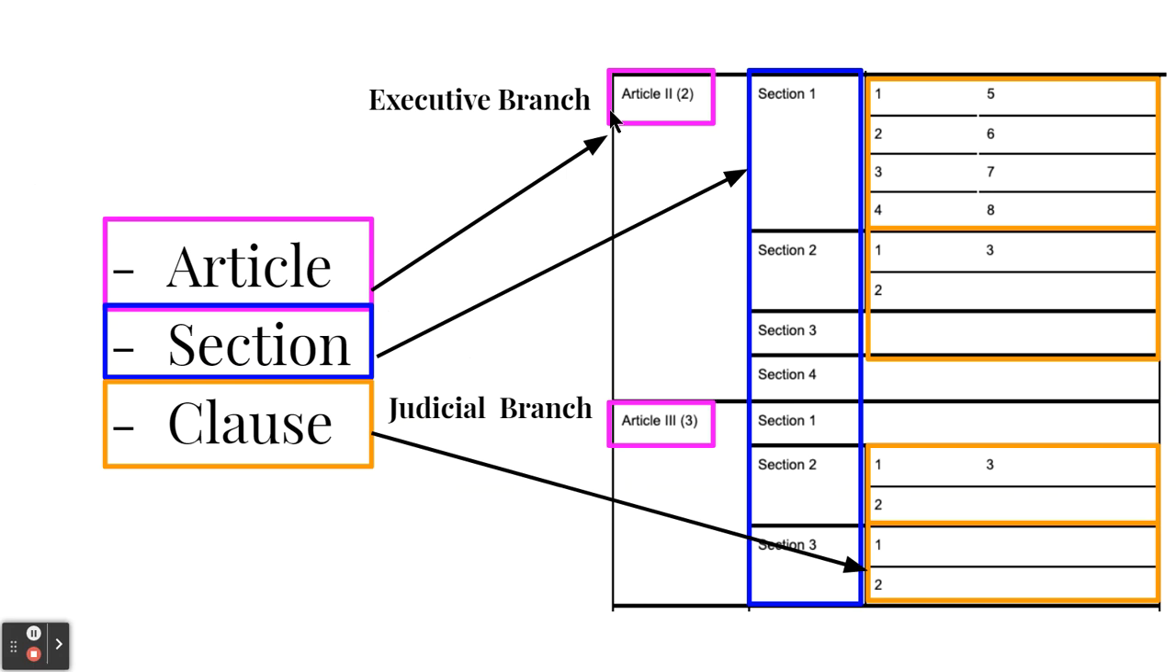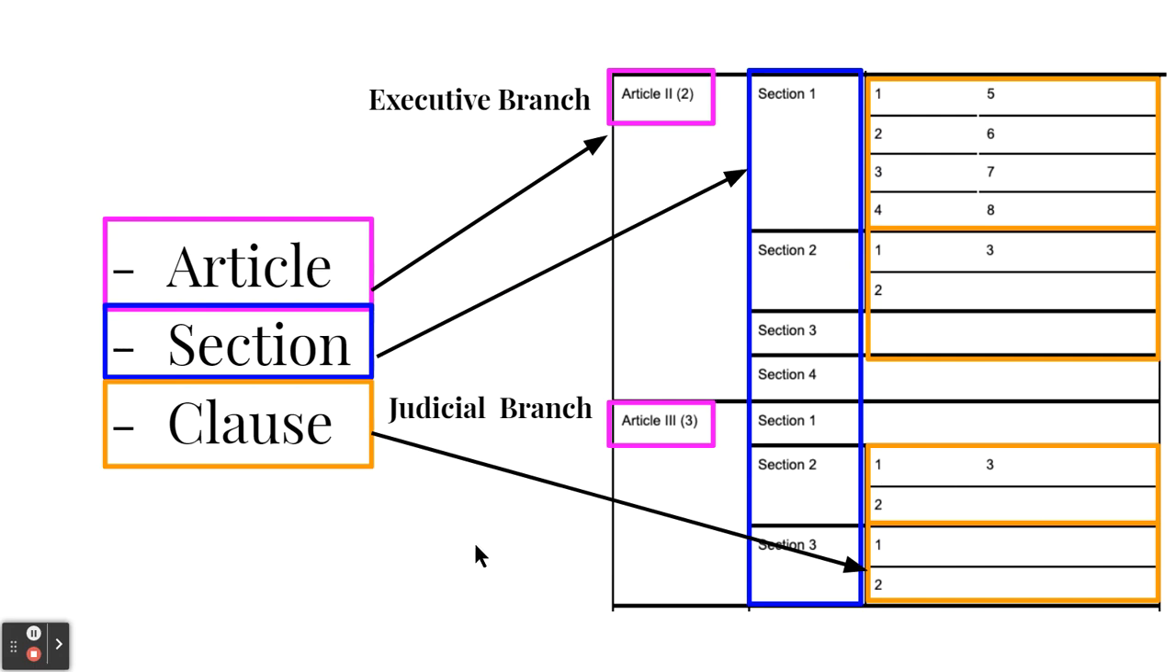Okay, so let's take a look at Article 2 and Article 3. So again, this is review. We learned previously that Article 2 is about the executive branch, which is the president, vice president, and the federal departments. And then Article 3 is the U.S. Supreme Court and other federal lower courts. And you can see the structure is outlined as well. So the longest section in Article 2 is Section 1. It has 8 clauses. And the longest section in Article 3 is Section 2. It has 3 clauses. Okay?